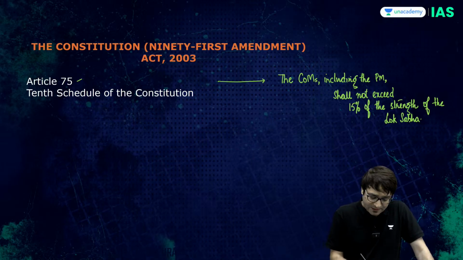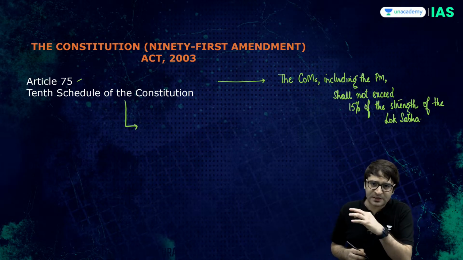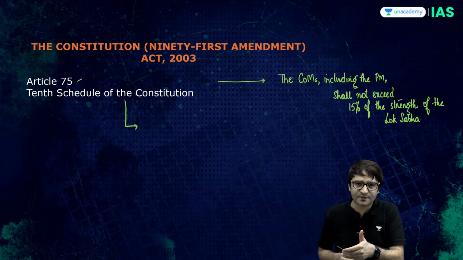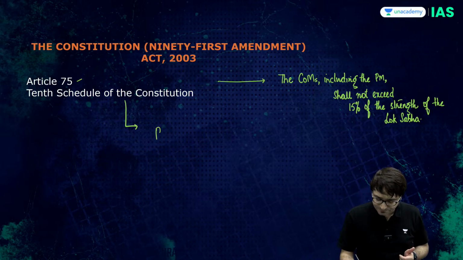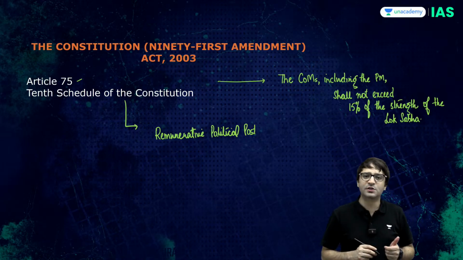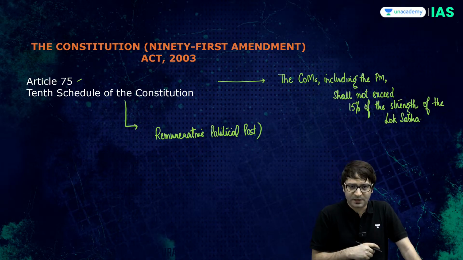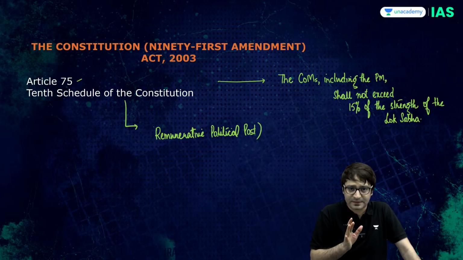At the same time, even the 10th Schedule of the Constitution was amended, saying that if a legislator has been disqualified under the provisions of the 10th Schedule, the anti-defection law, that person shall not be appointed to any remunerative political post. That means cannot be appointed to any post for which money is paid by the government, from the government revenue, from the public exchequer, which means you can't be appointed as a minister.